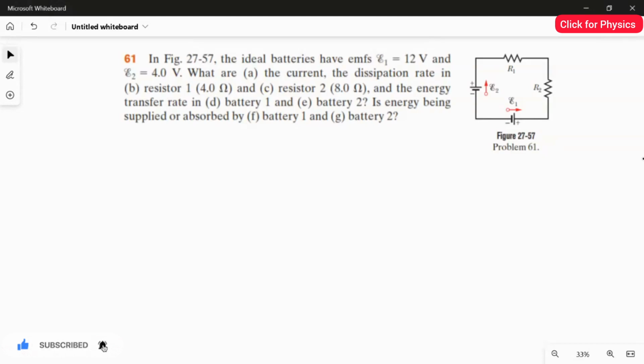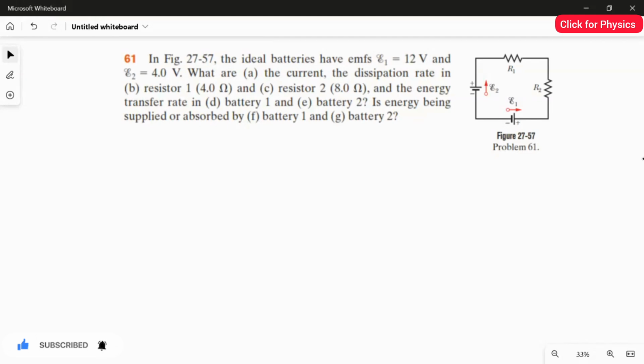So that means you have the resistors R1 and R2 and both are the external resistors. So you have to find what should be the power. The dissipation rate is nothing but the power. So what should be the power generated in R1? And in the third question, we are going to find what should be the power in R2.